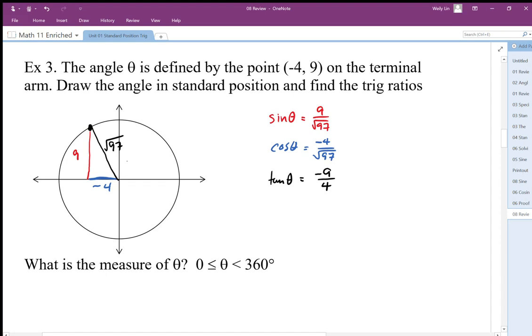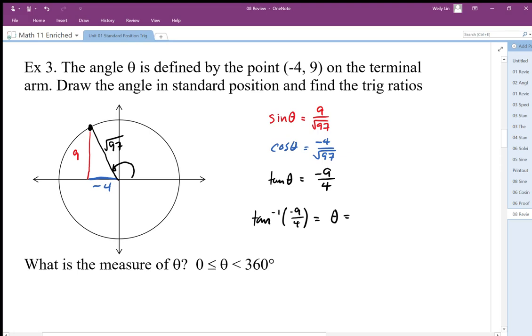We are asked to find this angle in standard position. Anytime you're solving for angles, we're always going to assume it's standard position. So I'm going to use the arctan. My input is my ratio. My output is my angle theta.